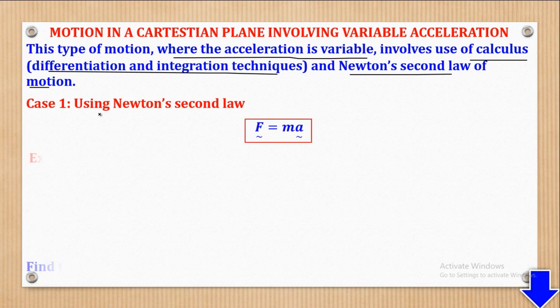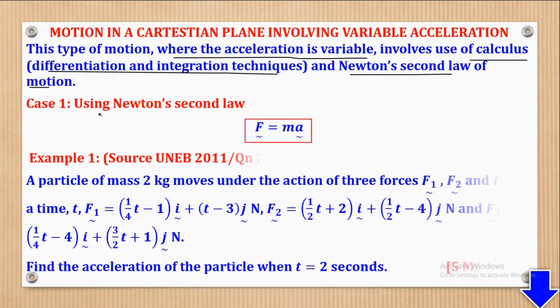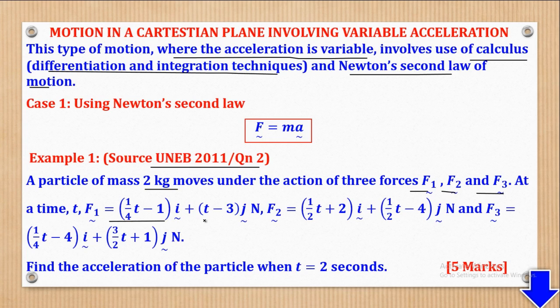With that we shall look at this example, which was got from UNEB 2011 paper 2 question 2, and it says a particle of mass 2 kilograms moves under the action of 3 forces F1, F2 and F3. So this is force F1 in terms of t. At any time t, force F1 is this. I think you can see that force F1 is a function of t, meaning it is variable.